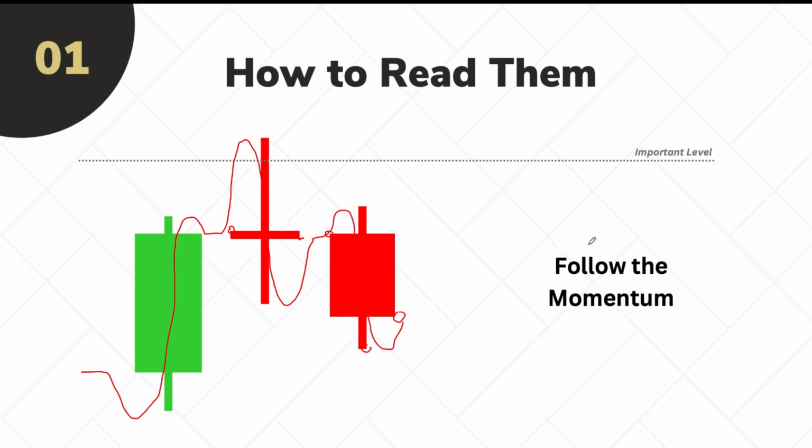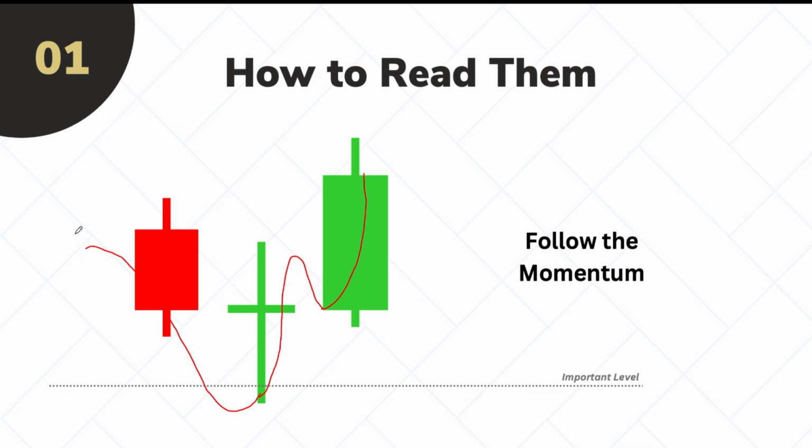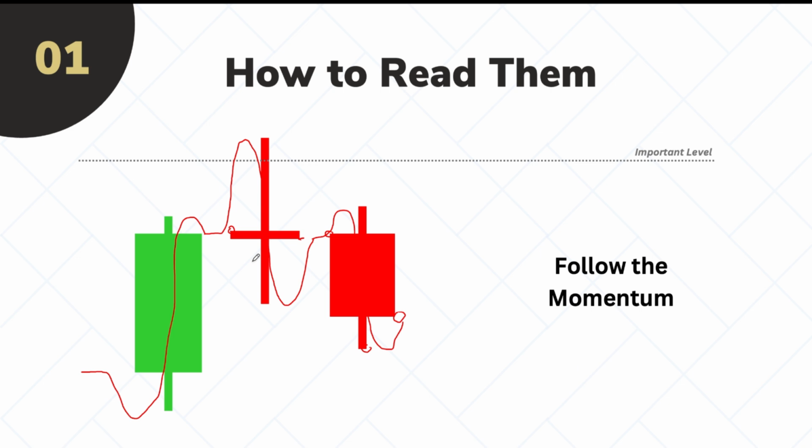And again, follow the momentum. So here we reach an important level. We fail to close under it. The close of the candle is right here. So then you can expect higher prices. Vice versa. Reach an important level. We fail to close above it. And then you can expect lower prices.